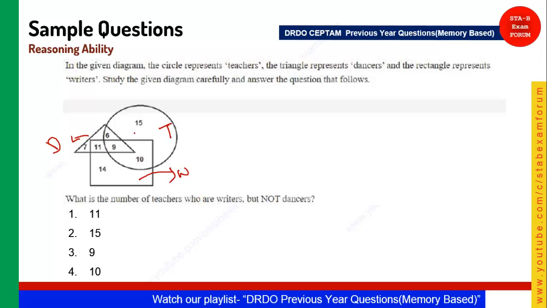So let's see who are the writers. The teachers who are writers are this portion. These are the teachers who are writers but not dancers, since this triangle represents dancers. So this indicates the teachers who are writers but not dancers. What is this figure? 10. So option 4 is the correct answer. For this question, option 4 is the right one.